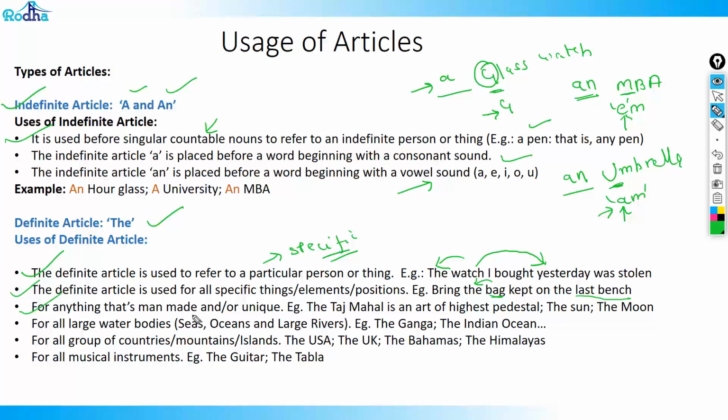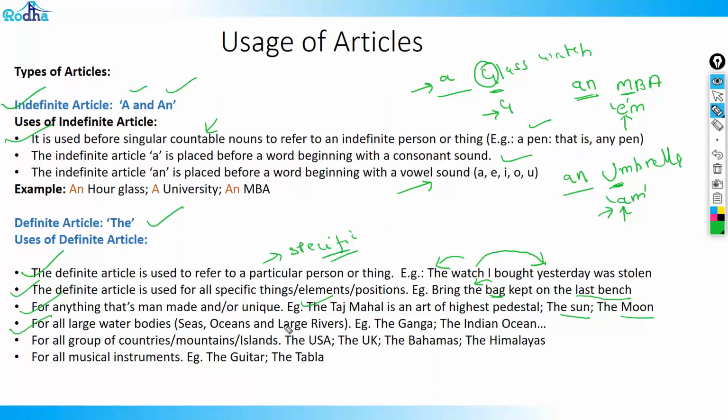The third is anything which is man-made or unique. So think of an example which is man-made and unique. For example, the Taj Mahal. For example, paintings like the Last Supper, the Mona Lisa will all take the. Here I've taken the example of the Taj Mahal as an art of the highest pedestal. Think of planetary systems like the sun, the moon, the stars, which will all fall under this category. Famous paintings which have no replica today will all take the. So anything which is man-made or unique will take the.